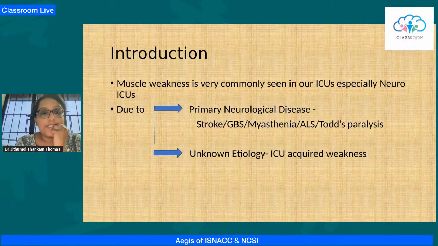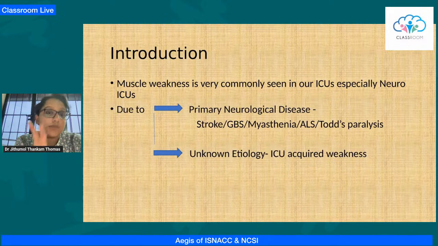Now, this weakness can be due to a primary neurological disease. For example, if the patient has a massive stroke or a massive IC bleed, they will have maybe a hemiparesis, a weakness of one side. Then patients with other neuromuscular disorders, patients with GBS, Guillain-Barré syndrome, can have an ascending type of muscle weakness. Patients post seizures can have Todd's paralysis. So in these conditions, the patient presents with the weakness.